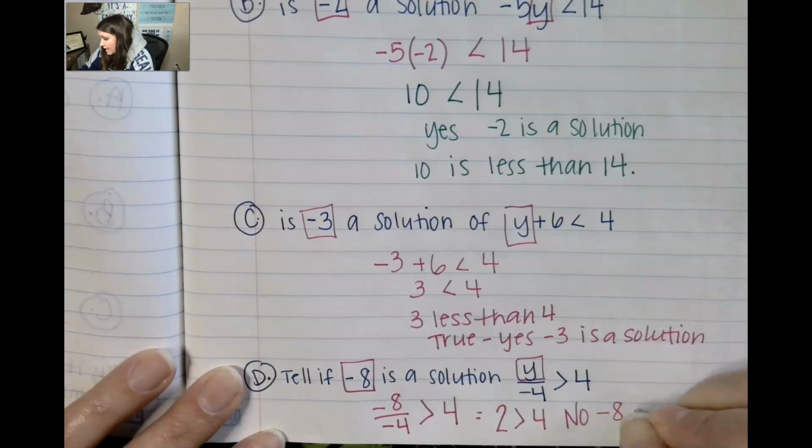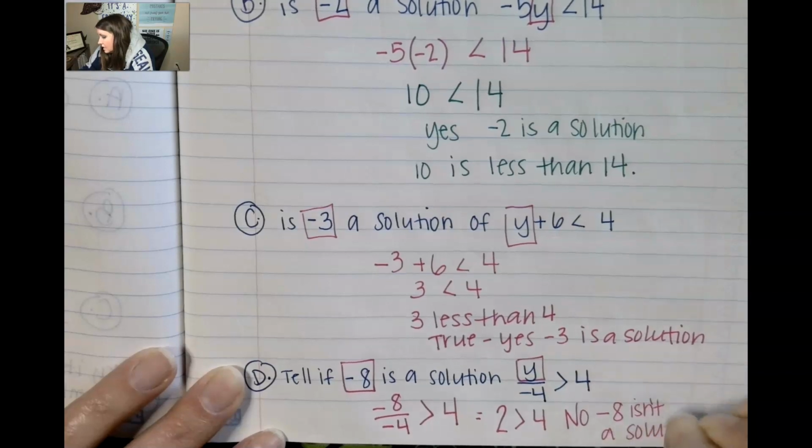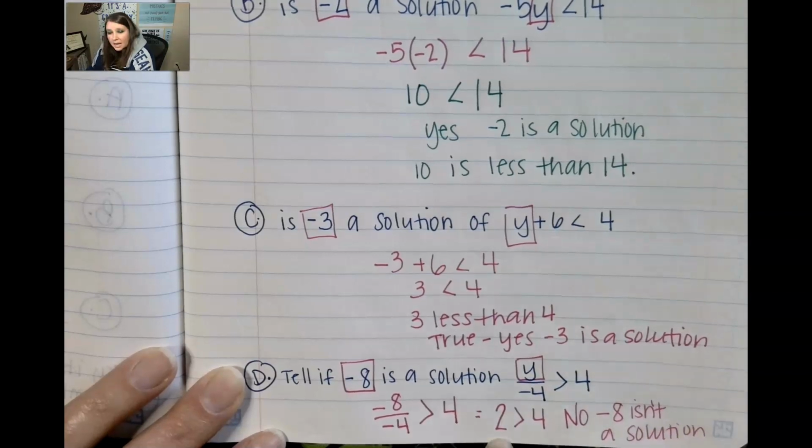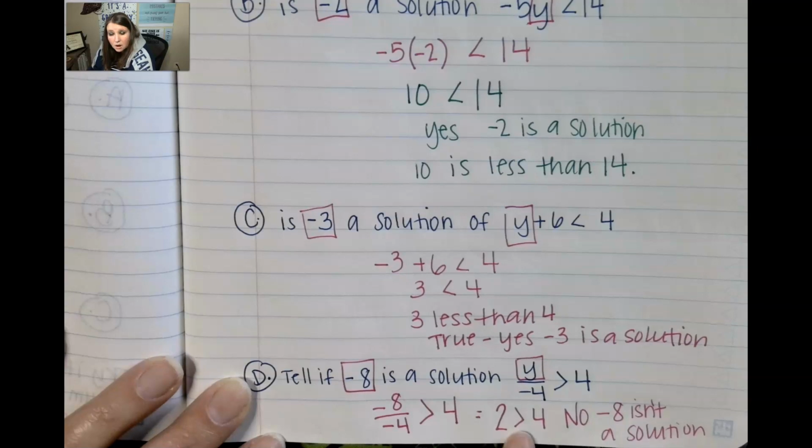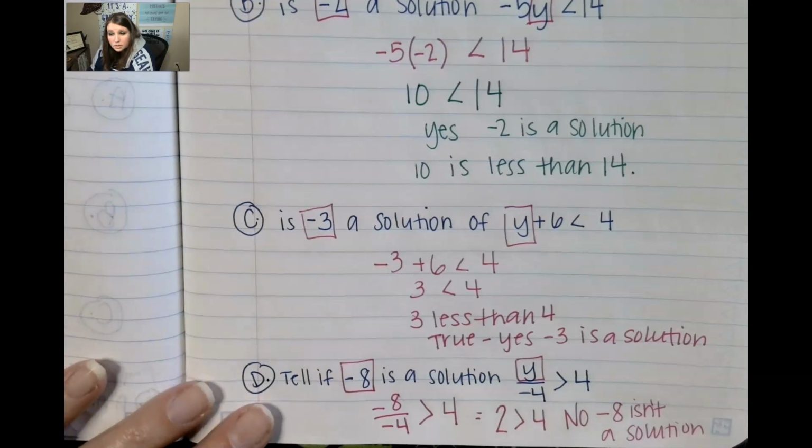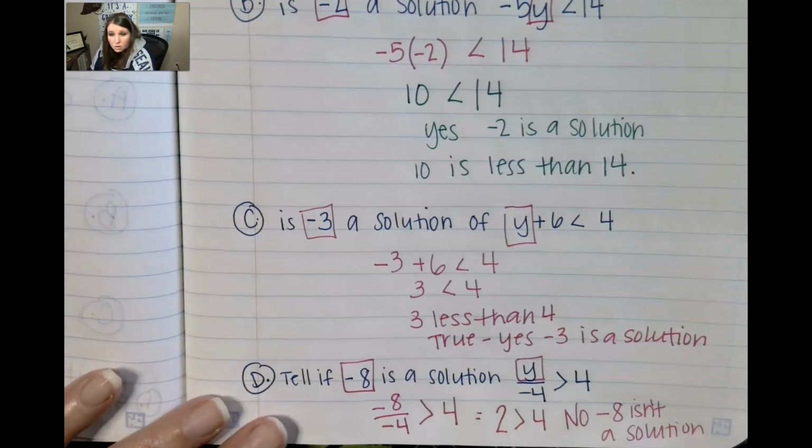No, negative 8 is not a solution. It did not make this side truthful. 2 is smaller than 4, so 2 is not greater than 4. So negative 8 would not work.